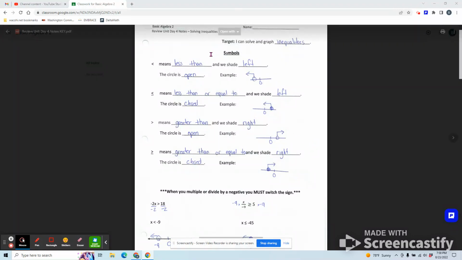Hey, welcome back. Today we are going to talk about solving inequalities. So that's our target. You're going to be able to solve and graph inequalities.